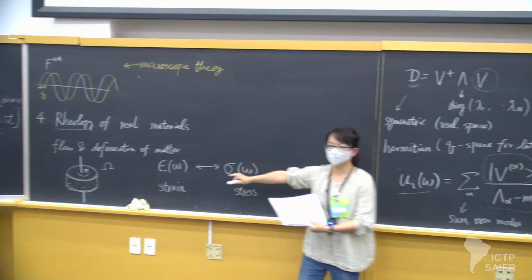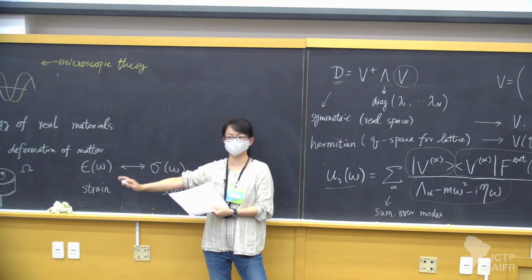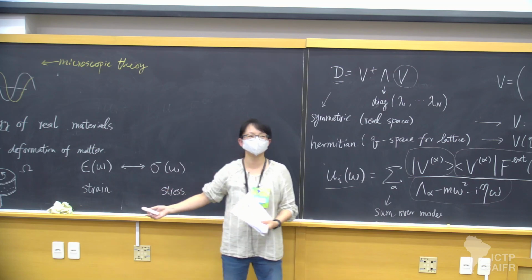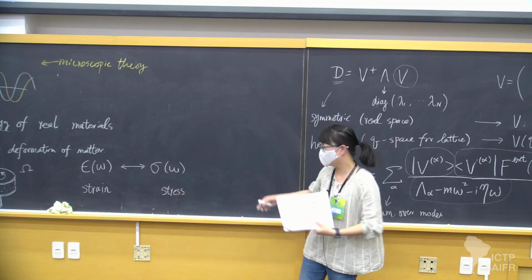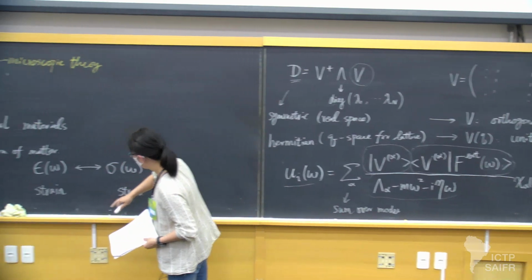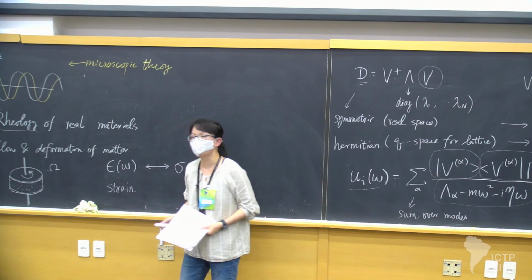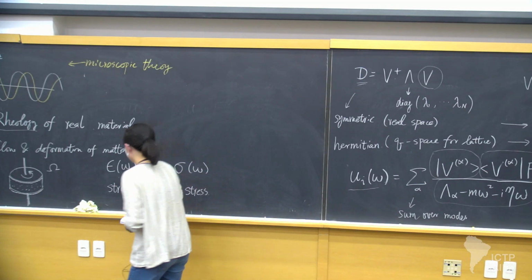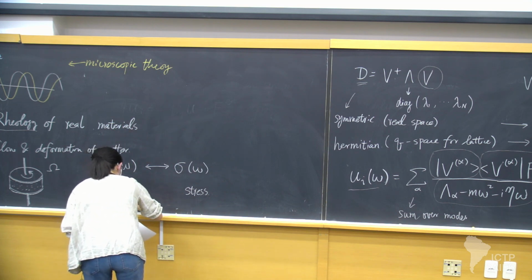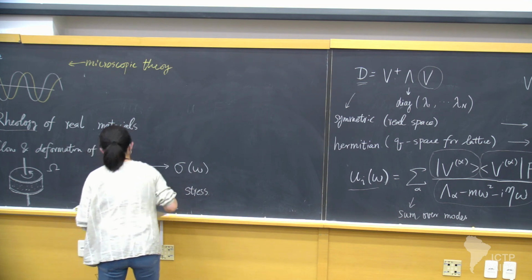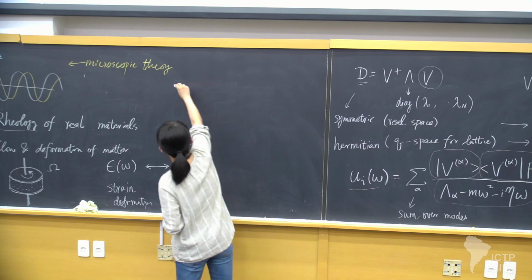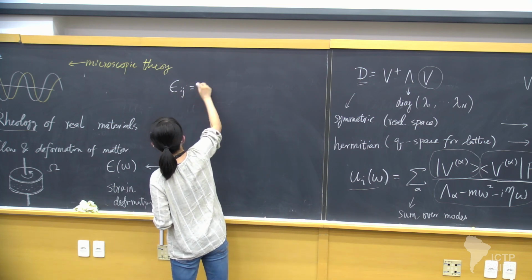So are you all familiar with what stress and strain are from Tom's lecture? Just to refresh a little bit, strain describes the deformation, right? It's a second rank tensor, epsilon ij.